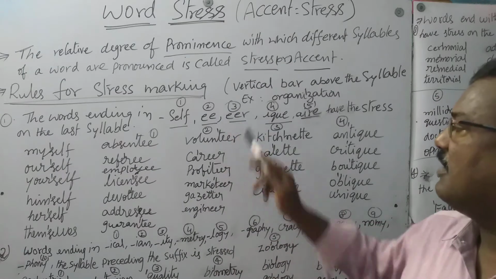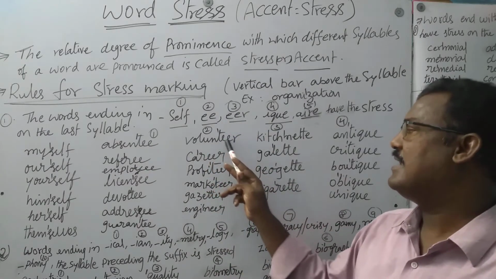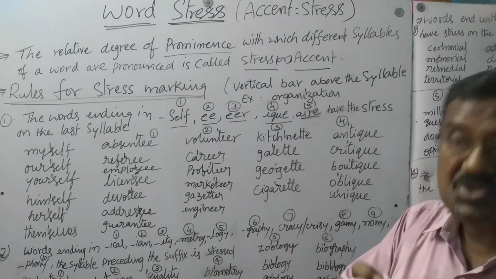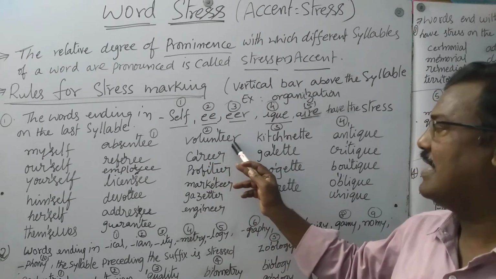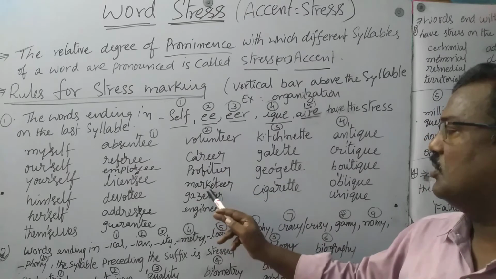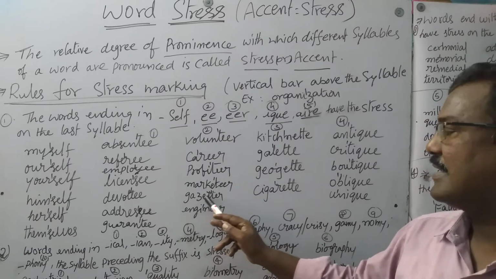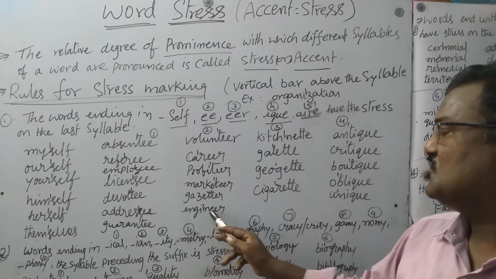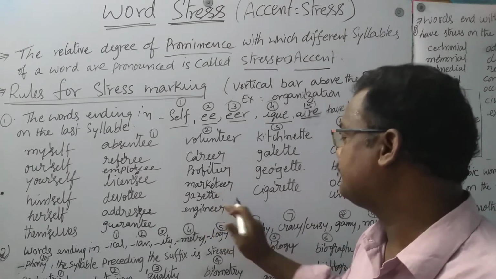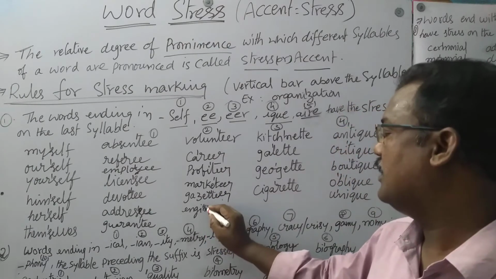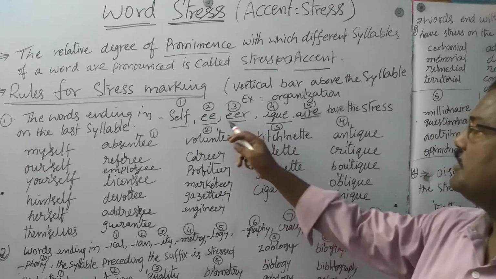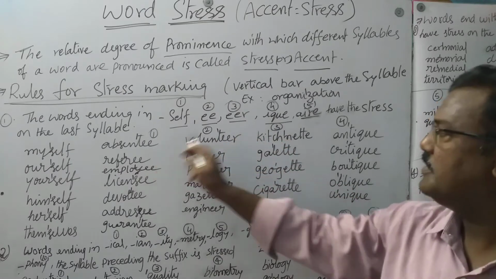Next one, ER. Volunteer. Stress mark means extra force, extra sound is increased. Volunteer, T above. Career, R above. Profiteer, T above. Marketeer, T above. Gazetteer, T above. Engineer, N above. So, in this way, last syllable we have to stress.